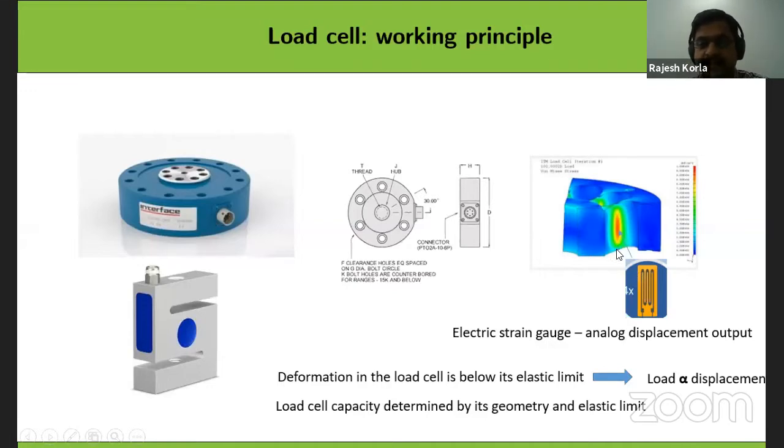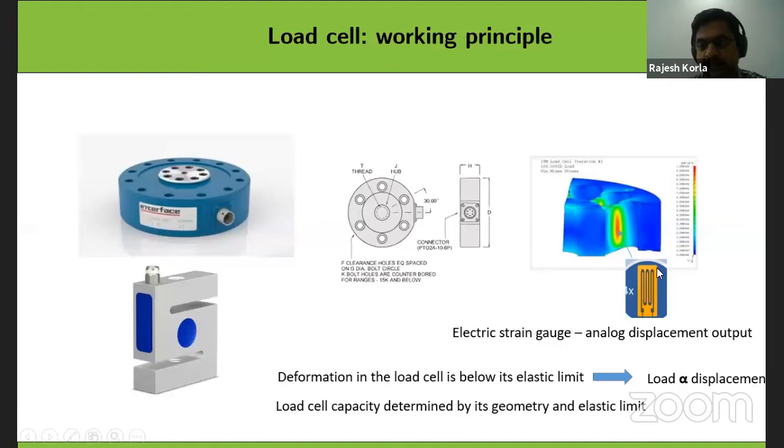So these elastic strain gauges will calculate the strain along these portions out of all these arms, and then give the average displacement of these arms. Because we already know the sample geometry, the load cell geometry, and also the elastic modulus of the sample, within the elastic limit the load is directly proportional to the displacement.